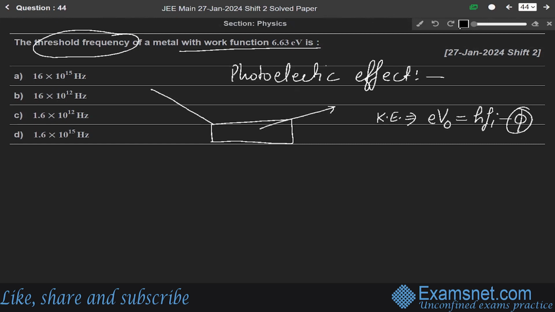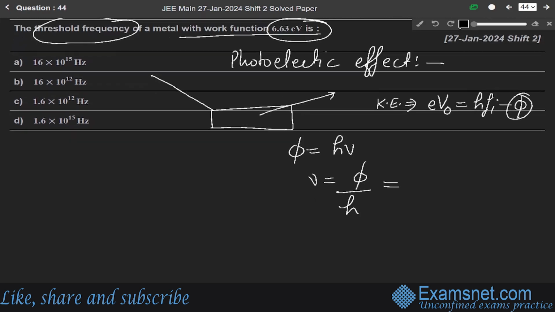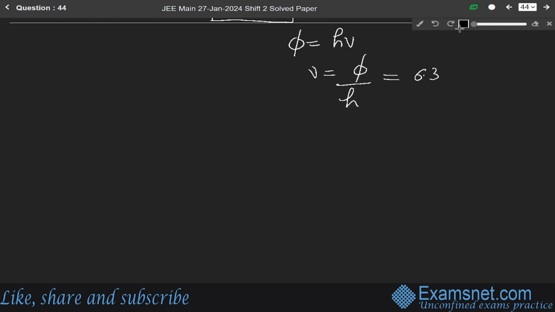This work function phi is given as 6.63 electron volt, and we know that the work function equals h into frequency. So frequency equals phi over h, where h is the Planck's constant. Phi is given as 6.63 electron volt, and Planck's constant value is 6.63 into 10 to the power minus 34.